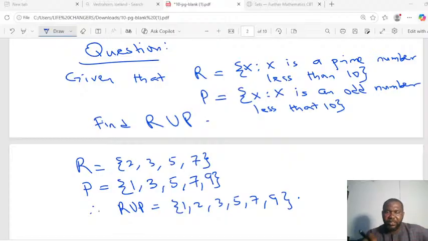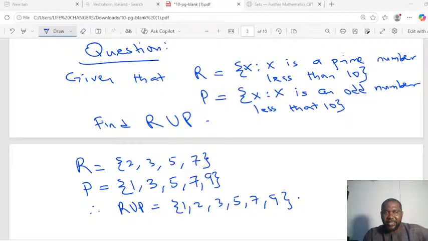Then P, the second one, says x is an odd number less than 10. So odd numbers are numbers that are not divisible by 2. Odd number starts with 1. So 1, 3, 5, 7, 9, 11, 13, 15, 17, like that. But the question says it must be less than 10. That's why we stopped at 9. So we go 1, 3, 5, 7, 9. The only reason we stopped at 9 is because it must be less than 10.